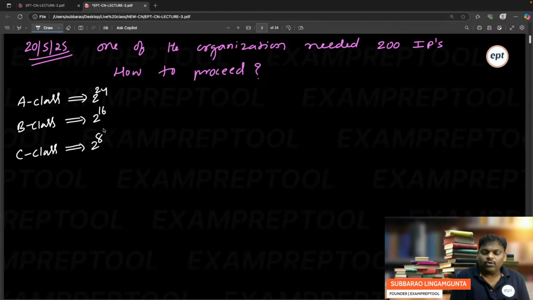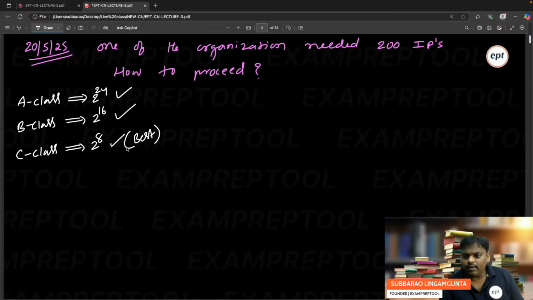If I want 200 IPs, A is okay, B is okay, C is okay, but the best one is C class. Please let me know if anyone has any objection here. One of the organizations needed 200 IPs. How to proceed? That is the story.